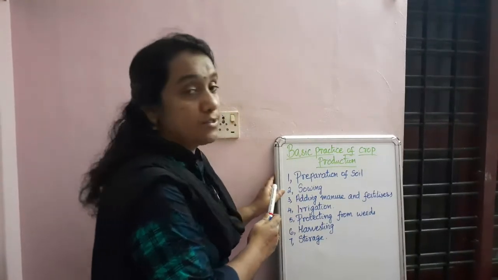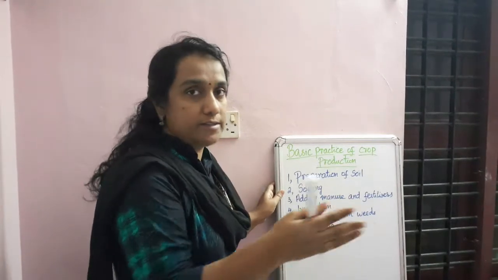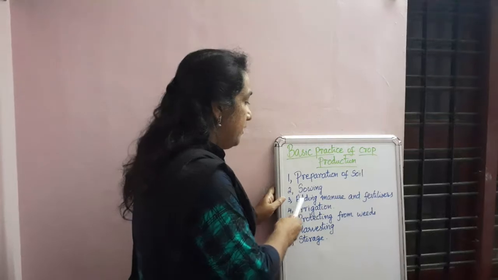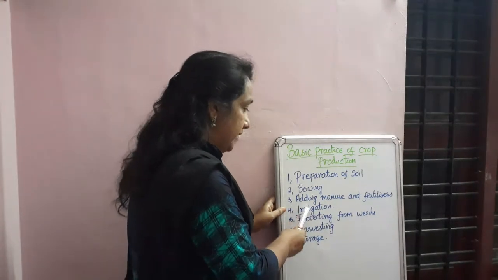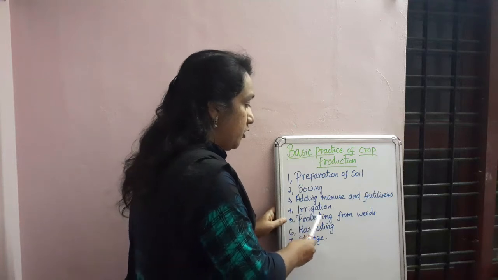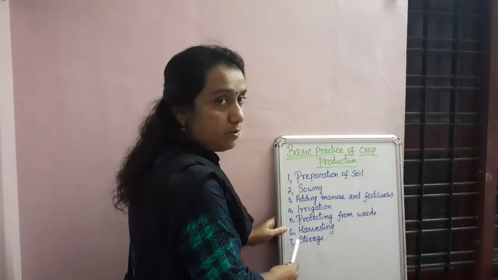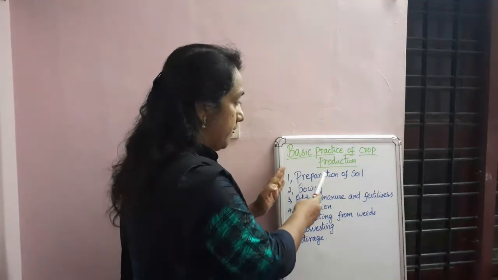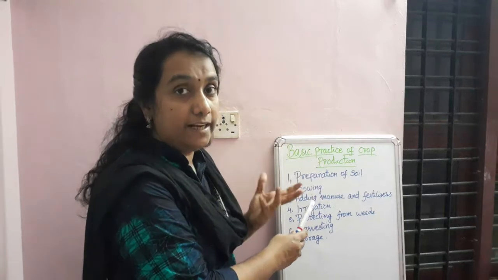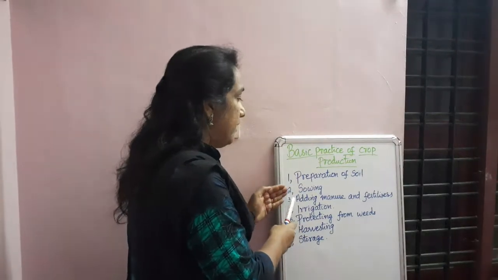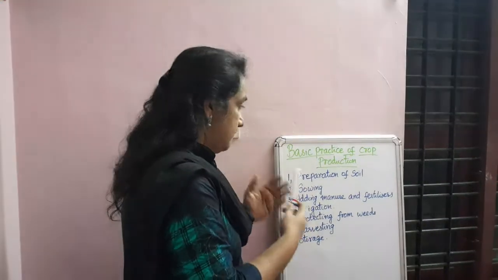First one is preparation of soil. Second one is sowing the seeds; we sow good quality seeds on the soil. Then third one, adding manure and fertilizers. Then fourth one, irrigation. Fifth one, protecting from weeds. Sixth one, harvesting. And seventh one, storage. So first one, preparation of soil. Then second one, sowing of good yield seeds. Then third one, adding manure and fertilizer so that plants can grow easily and nicely.